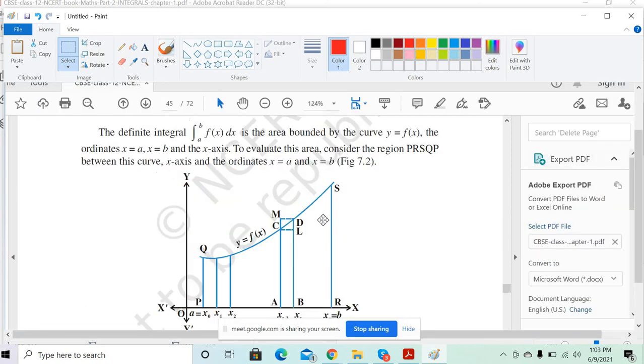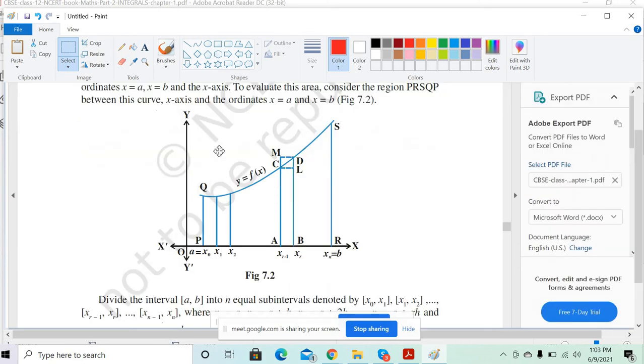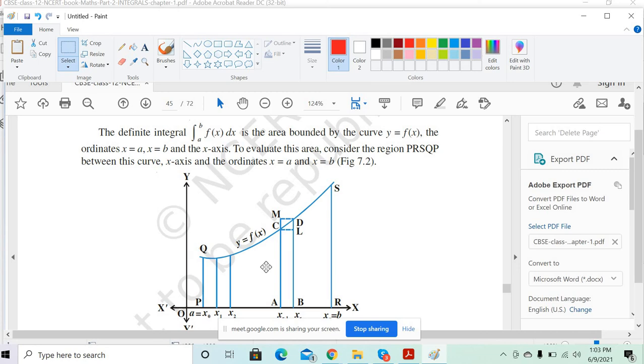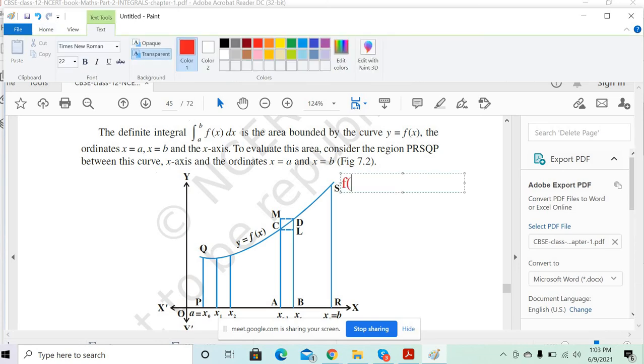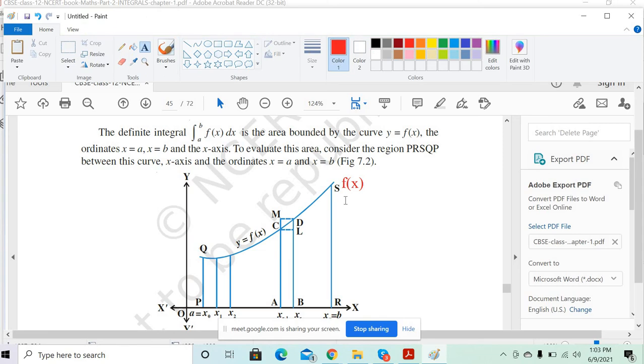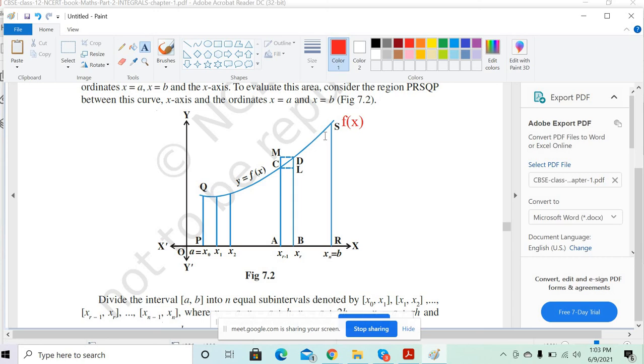So let's understand, when we do the definite integral from a to b of f of x dx, f of x dx is the area bounded by the curve y equal to f of x. So this function, this Q to S, is the f of x. Can you see my screen now? It's visible. Yes, absolutely. So this function is y equal to f of x, this is Q to S. The function is going, and you have the x value a here, and the x value b.